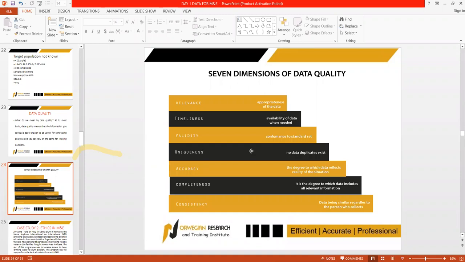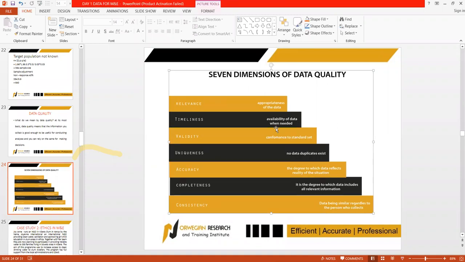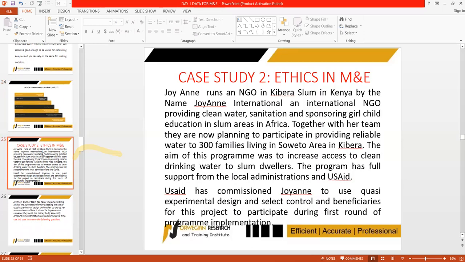Now, this is one of the areas that I wanted to talk about. I was supposed to bring the other side. These are the dimensions of quality: relevance, timeliness, validity, uniqueness, accuracy, completeness, and consistency. These are explained here. So when you receive this PowerPoint, you are going to be able to explain it very well. So I just want to move straight to data ethics.